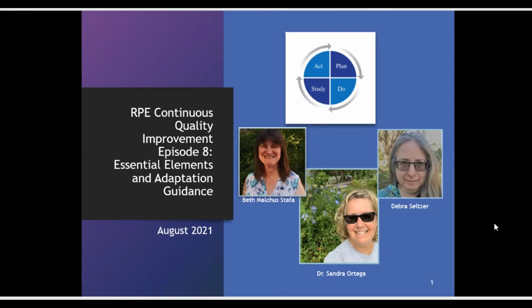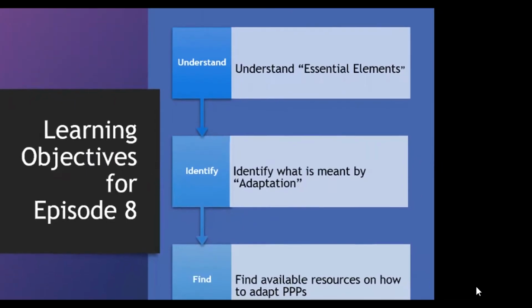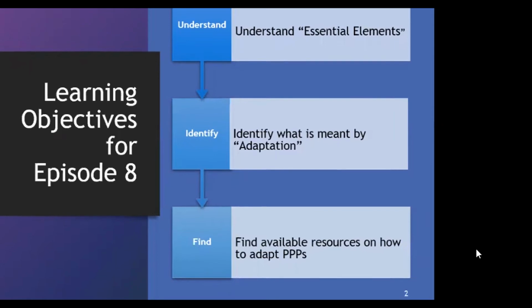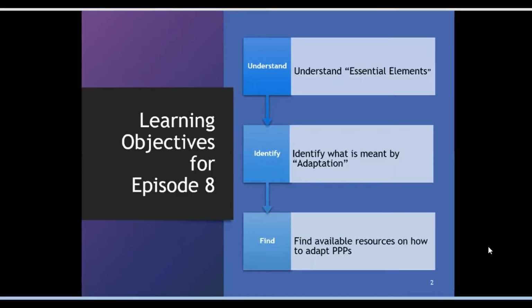The topics we're talking about today, essential elements and adaptation guidance, will help you with ensuring that your PPPs meet the unique needs of your community while maximizing their effectiveness. This guidance builds on everything you have done and will assist you as you move forward, continuously assessing your work and integrating feedback appropriately. At the end of this episode, participants will be able to understand essential elements, identify what it means by adaptation, and will be able to access available resources that provide guidance on how to adapt and monitor your PPPs, using those essential elements as a guide.